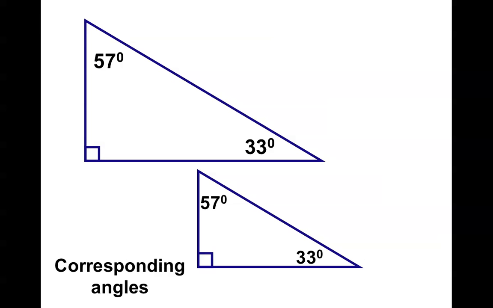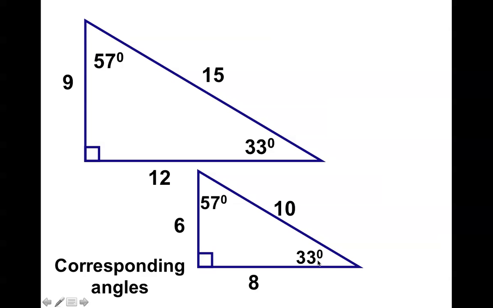What are corresponding angles? Angles that match up. You'll notice that I have a large angle of 90, a medium angle of 57, and my smallest angle is 33. What's my other triangle? Large angle 90, medium angle 57, and small angle 33. You'll notice that they call these the corresponding angles because these are both the medium angles. Obviously, the 33 and the 33 would also be corresponding angles. Corresponding sides are very similar.